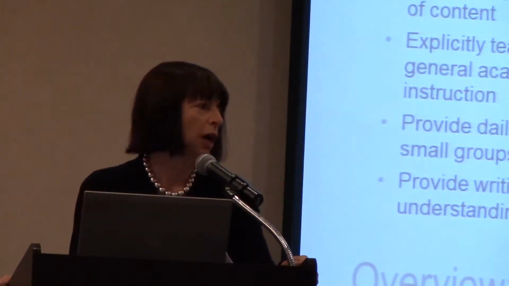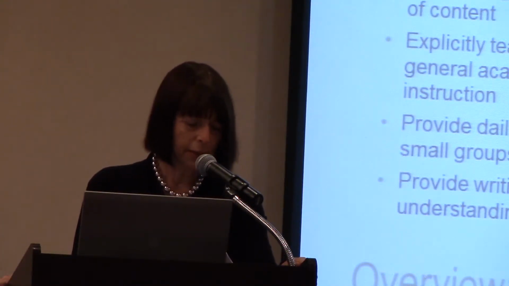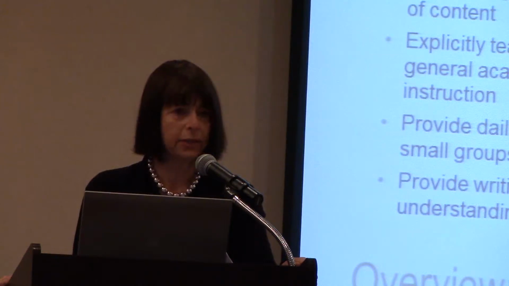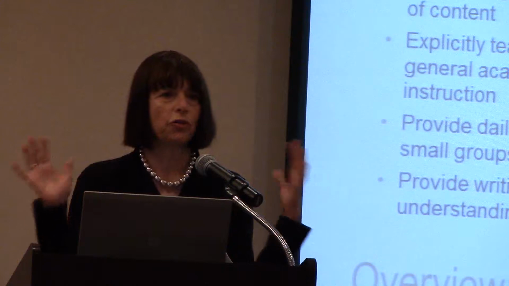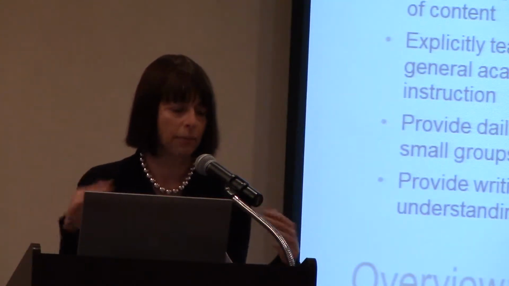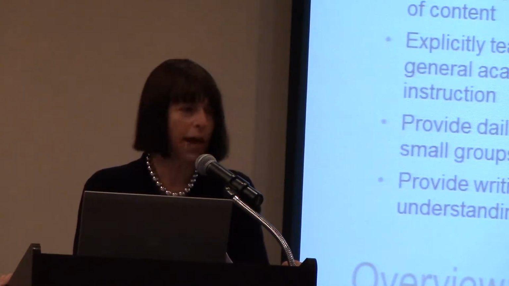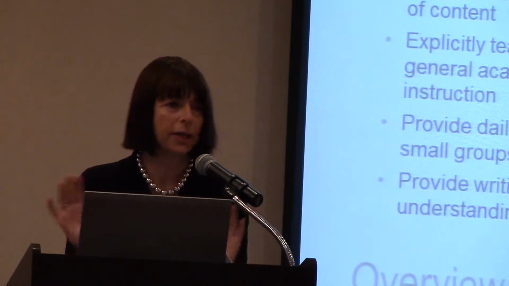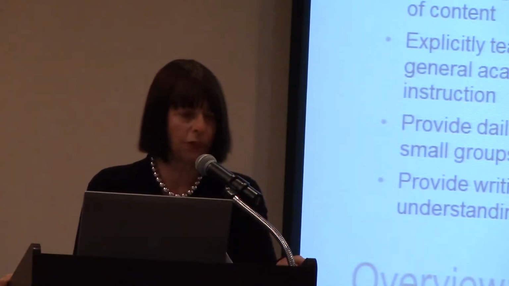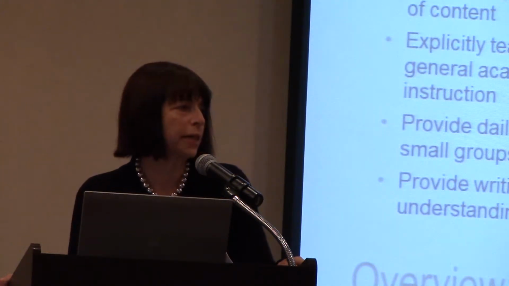And for those of you not familiar with the UDL framework, it has three major categories. The first is the importance of multiple means of representation. For example, if you're presenting information visually, students hear about that information at the same time and have a chance to write about that information. The second is multiple means of action and expression. Some students do better talking, some do better writing, but you give kids opportunities to express themselves in ways that particularly work for them. And then multiple means of engagement.